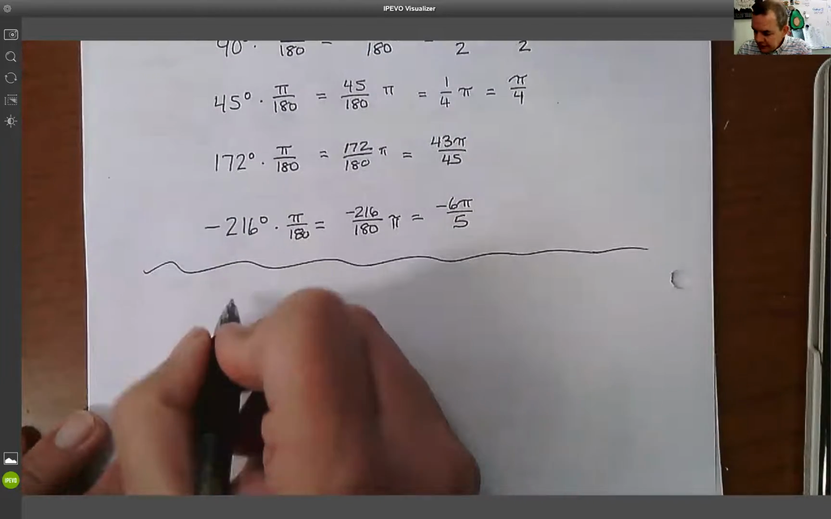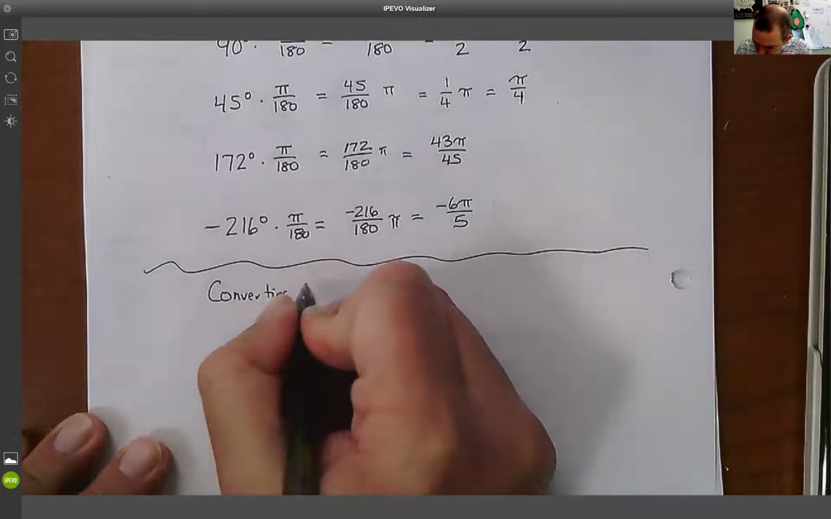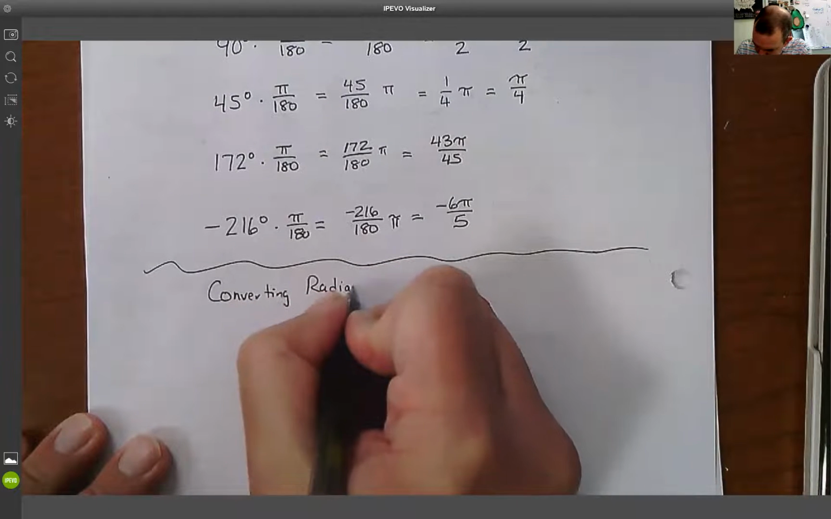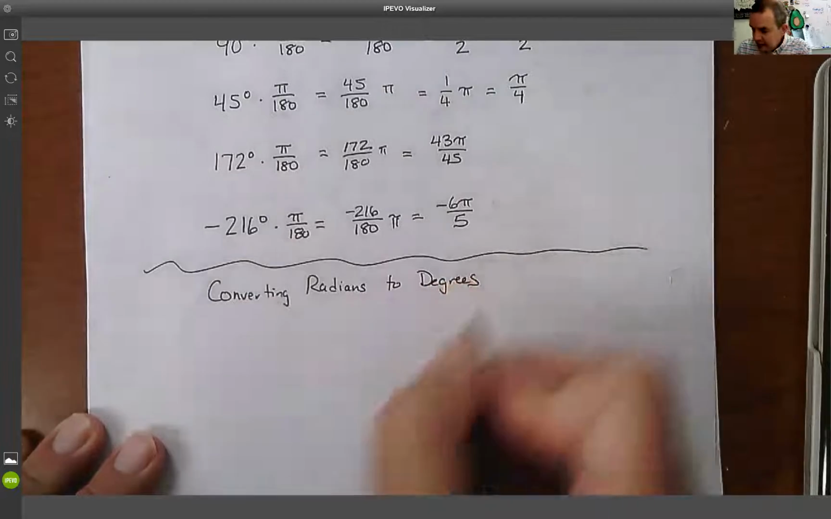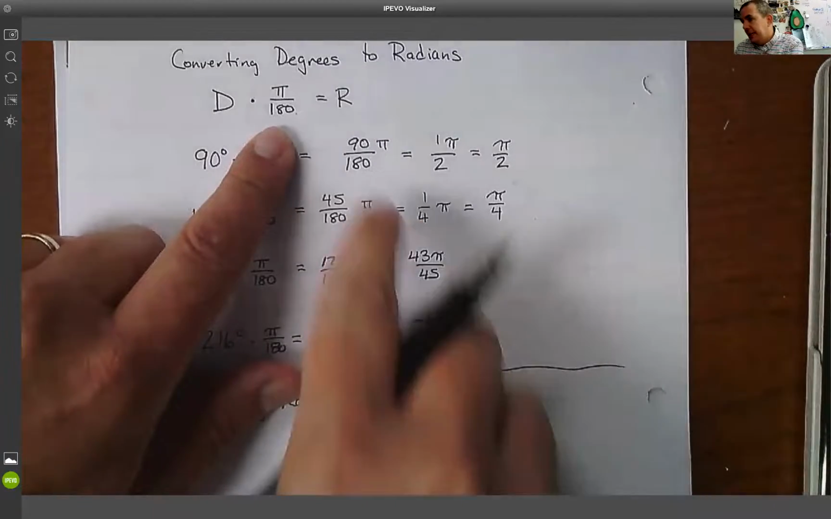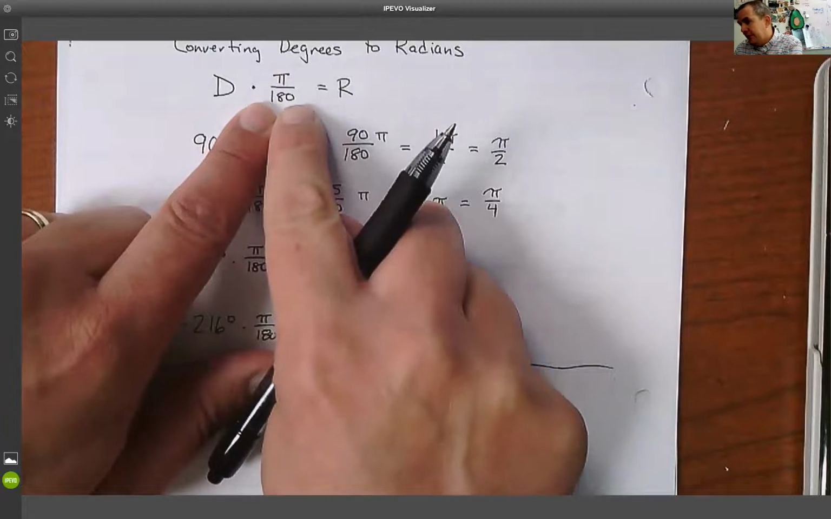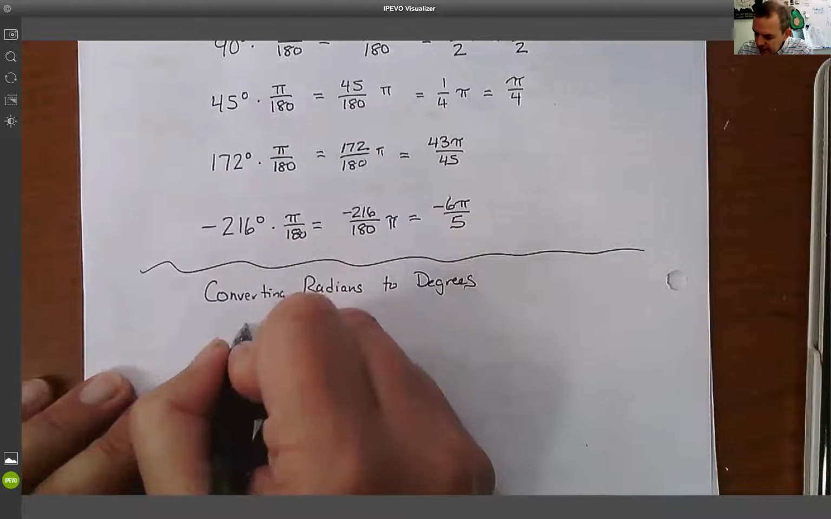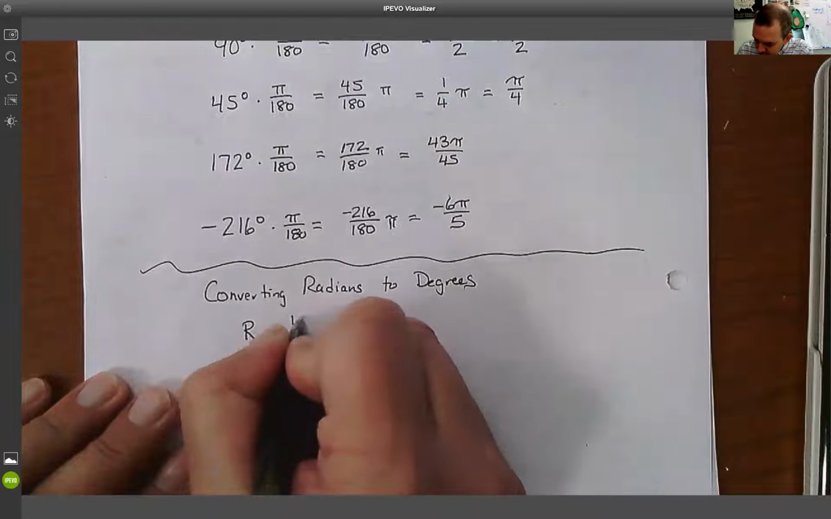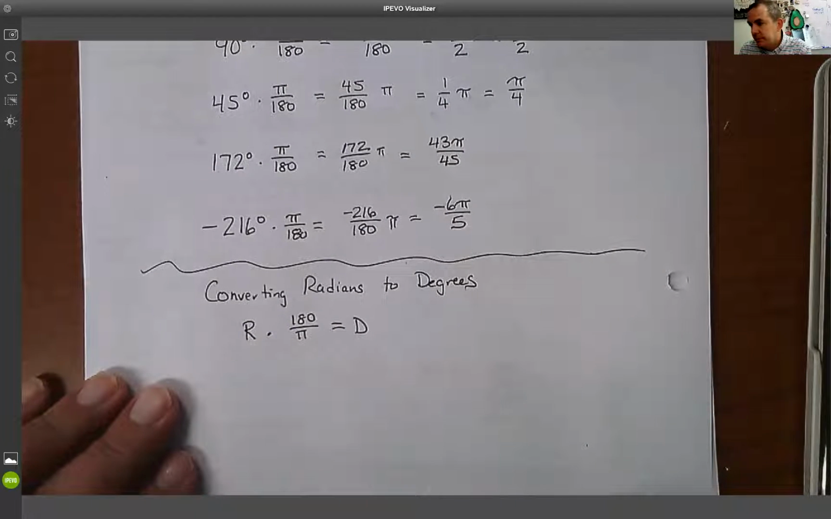Now to go the other direction, if I want to convert radians to degrees, I use the same formula, but now I'm going to have the inverse of it. So I need to move this over here next to the radians, just so you know what's going to happen. Radians times 180 over pi is going to equal degrees.